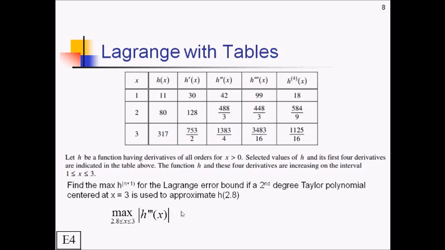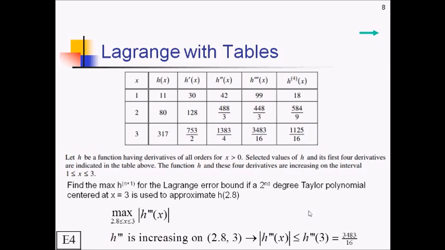Well, the key here is this note about increasing on the interval from 1 to 3. So taking a look at that, that means that my derivative, my h triple prime, is going to keep getting bigger, is going to keep increasing specifically on the interval from 2.8 to 3. That means h triple prime is going to be as big as it's ever going to get by the time I get to 3. So this is going to be less than or equal to whatever the value of h triple prime is at 3. Well, what is the value of h triple prime at 3? Looking that up in my table, that has a value of 3,483 over 16. We'll take their word for it.